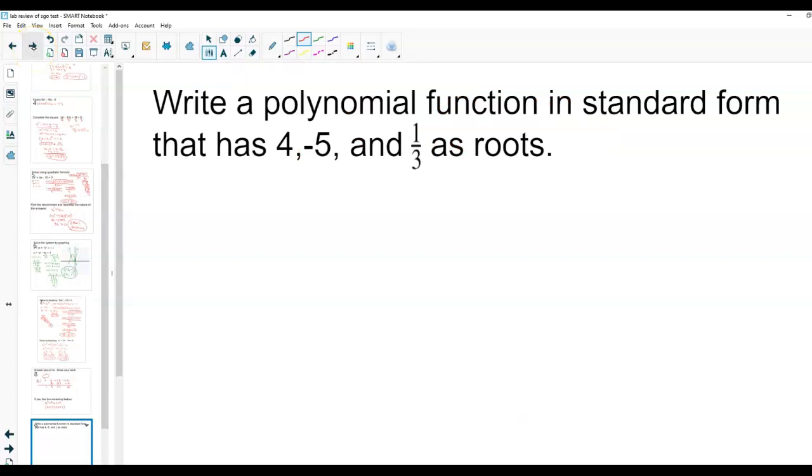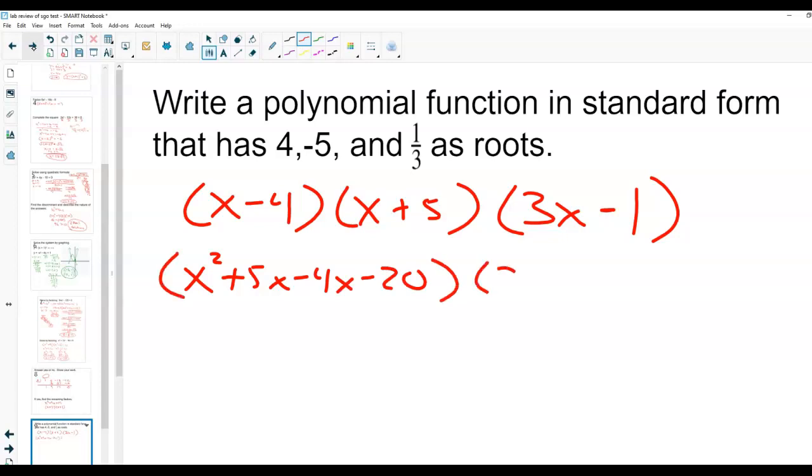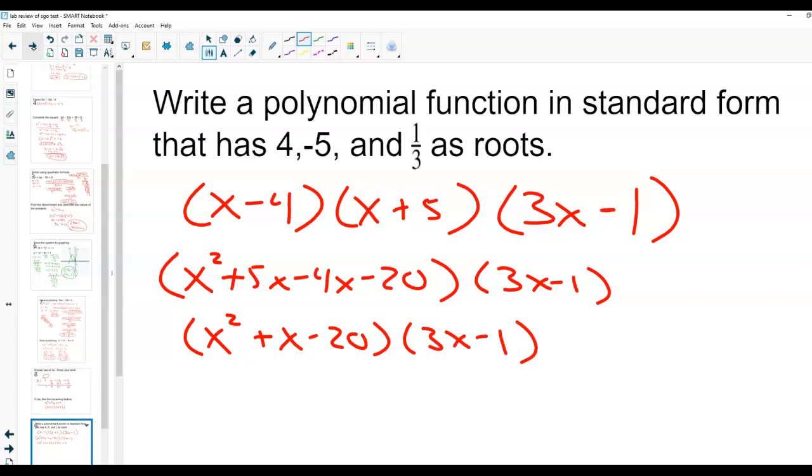Writing a polynomial function in standard form, we're just changing the sign. And remember, the denominator goes in front of the x. The numerator is the constant to the right. I'm going to FOIL. So we're at x squared plus 5x minus 4x minus 20. I want to combine those middle terms first before I continue on. So x squared plus x minus 20 times 3x minus 1.